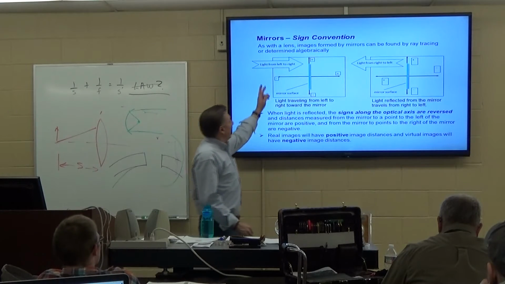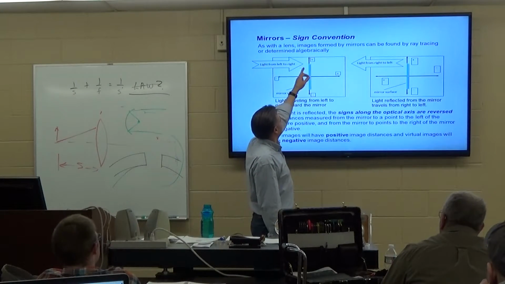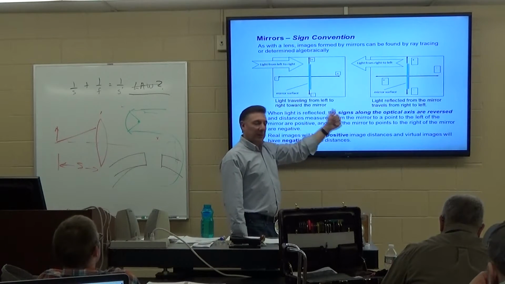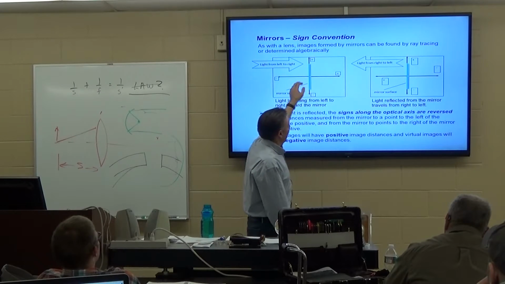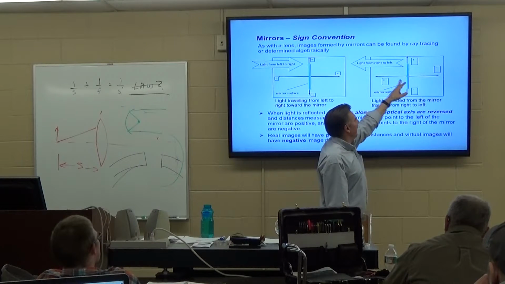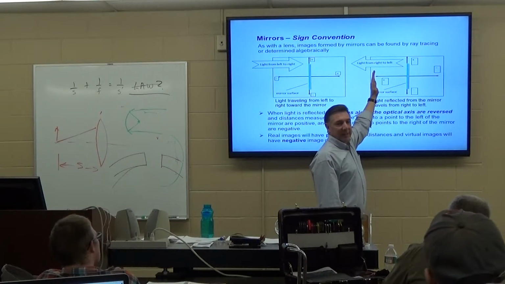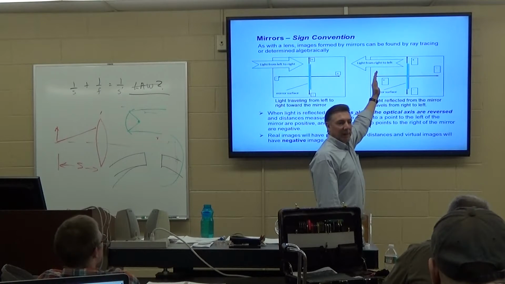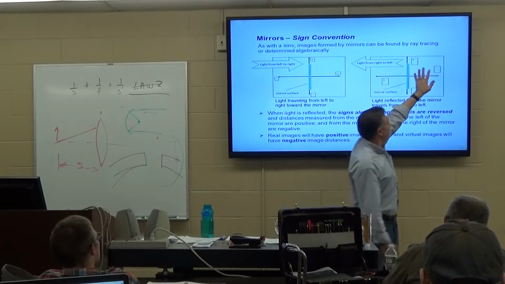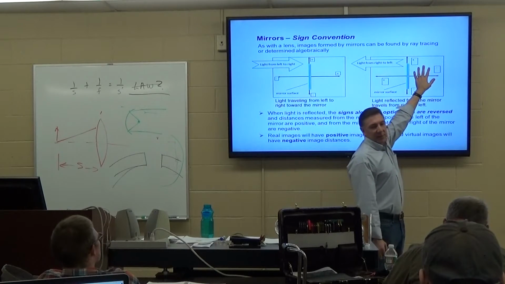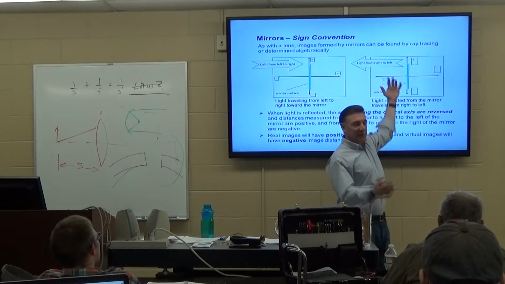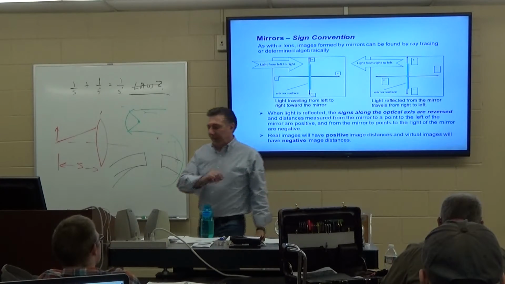But when light is coming from left to right, when your object is on the left side, just like a lens, distances are negative. But when light strikes that mirror and reflects back, if you formed an image over here in a lens, what would its distance be, positive or negative? Negative. So in a mirror, that now becomes positive. You basically take the right-hand side of the lens, you flip it over to the left-hand side. And as long as you remember that, you'll have no problems figuring this stuff out.